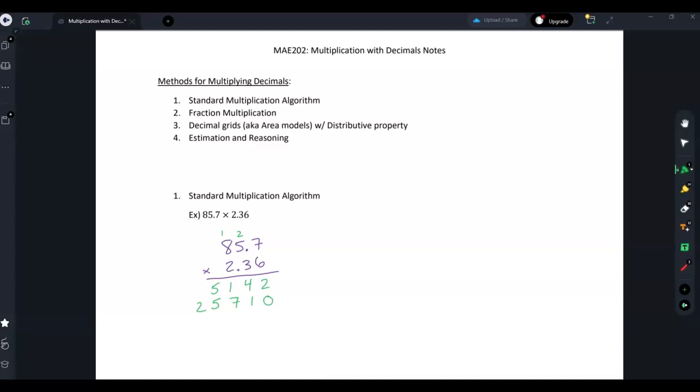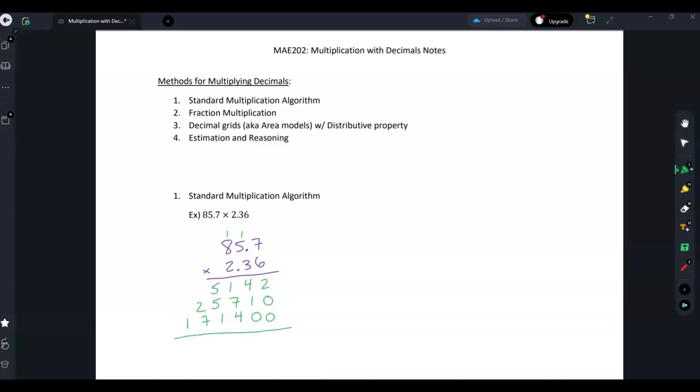And then finally, I'm going to move on to the 2, and since I'm moving over yet another place value, I need yet another 0 placeholder. So this time I need 2 zeros. And I'll erase my regrouping from the last step and go through multiplying each digit in 857 times 2. So 2 times 7 is 14, regroup my 1. 2 times 5 is 10, plus 1 is 11. Regroup my 1. 2 times 8 is 16, plus 1 is 17. And I'll write both of those digits.